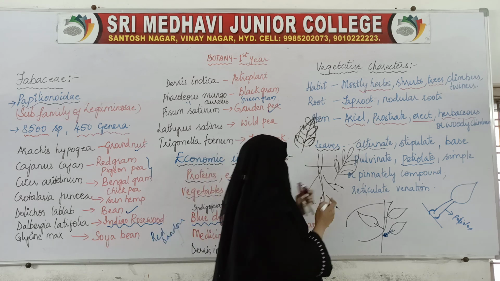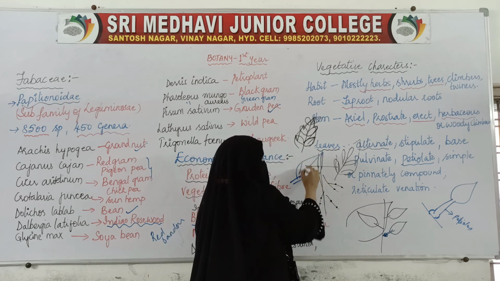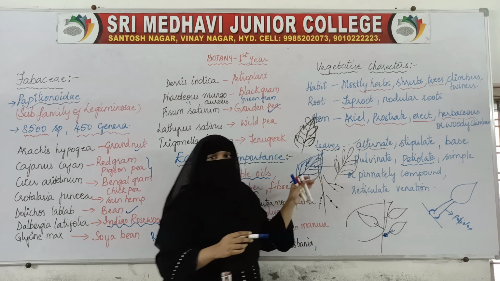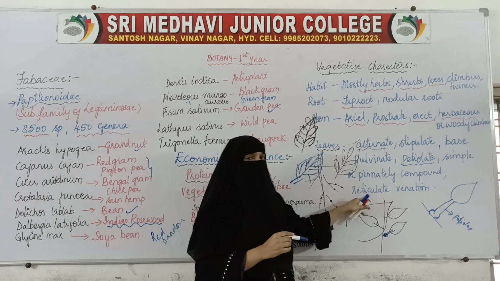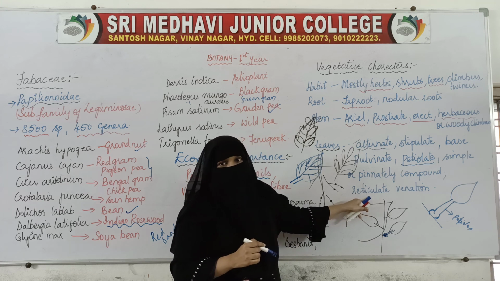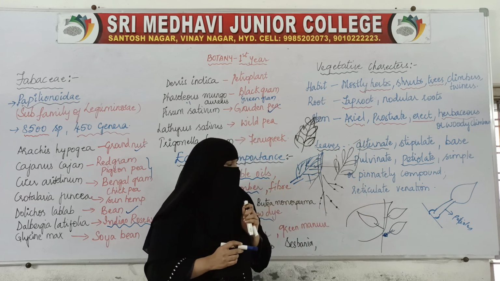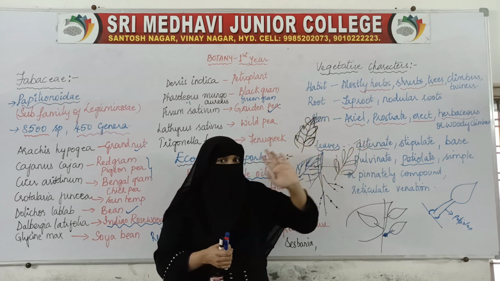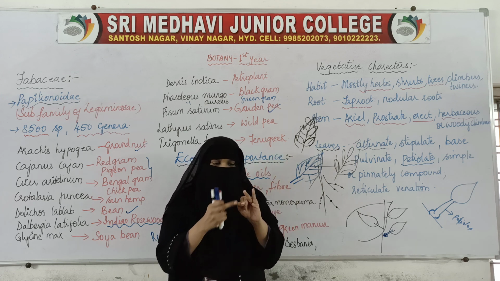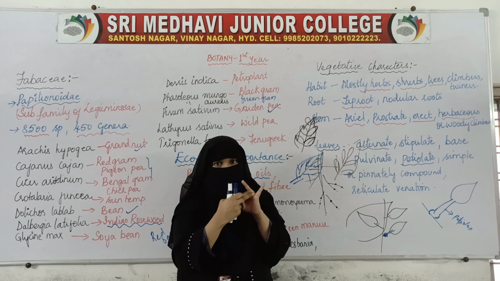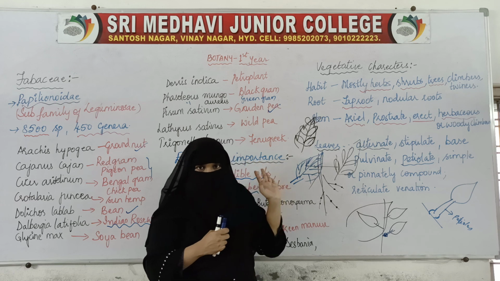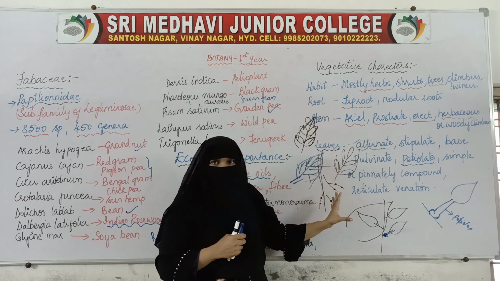That is, for example, if this is the leaf, the veins on it will be like this, a network of veins. The veins will be in the form of a network. If the leaves have this type of network of veins, then the venation is said to be reticulate venation. So the leaves show reticulate venation. So this was all about the vegetative characteristics, where we mostly see root, stem and leaves. We have seen what type of roots, stem and leaves are there.